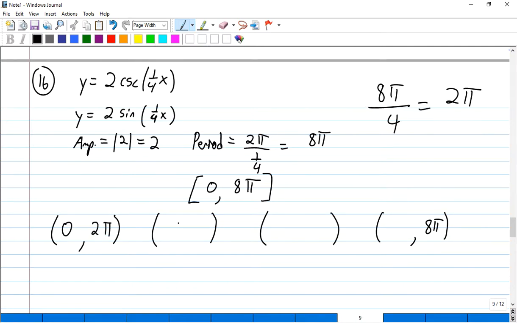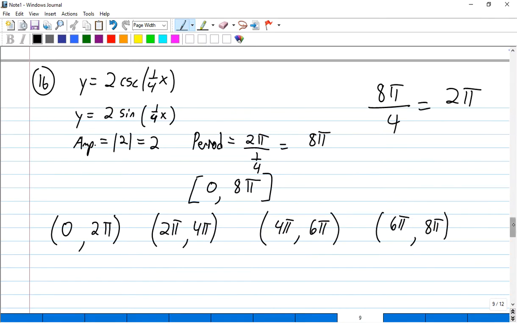So I'm going to add 2 pi to the previous significant point to get the next significant point. So 2 pi, and then the next interval is going to be from 2 pi, add 2 pi to that again, 4 pi, add 2 pi to that again, 6 pi. Now here's where we can check ourselves to make sure that we did everything right. Add 2 pi to that again, 8 pi.